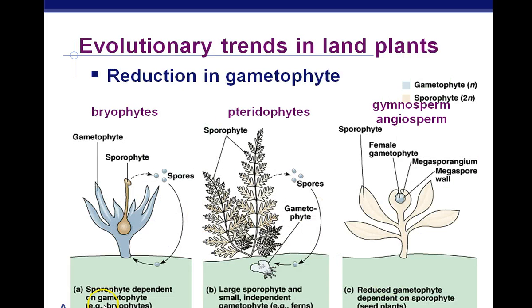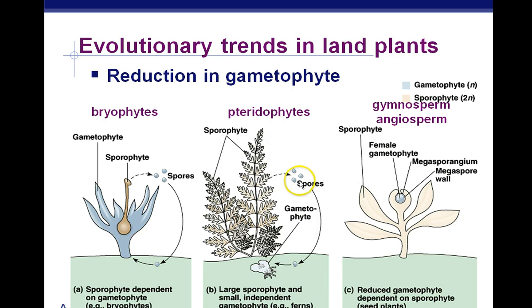All right, so we have another diagram here. We've got the bryophytes. See, the sporophyte is fairly small compared to the gametophyte. This is a water plant. We have spores. The spores will undergo mitosis to produce the gametophyte.